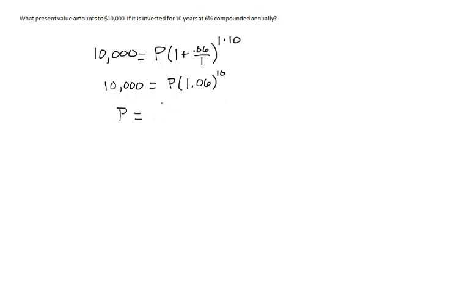So we have 10,000 is equal to P times 1.06 raised to the 10th, and then P is equal to 10,000 divided by 1.06 raised to the 10th. So our principal amount was equal to $5,583.47. So we have to invest $5,583.47 at 6% compounded annually for 10 years in order to have $10,000 in our account.